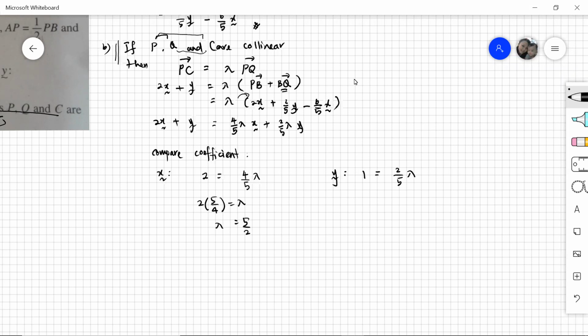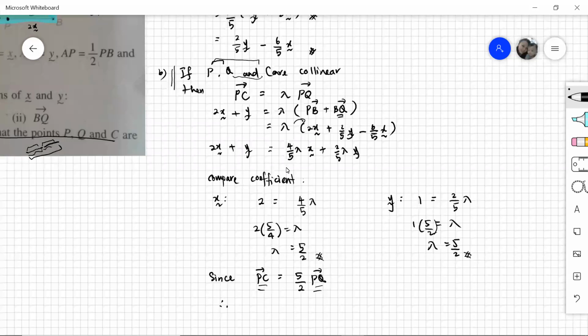And for the coefficient of y, your lambda will be 1 times 5 over 2 as well. Therefore, lambda equals 5 over 2. See, on both sides you get the same value of lambda. That means lambda exists. That means we can write PC as 5 over 2 PQ. As long as we prove that vector PC is able to be written in terms of another vector, we have proven that it is collinear.